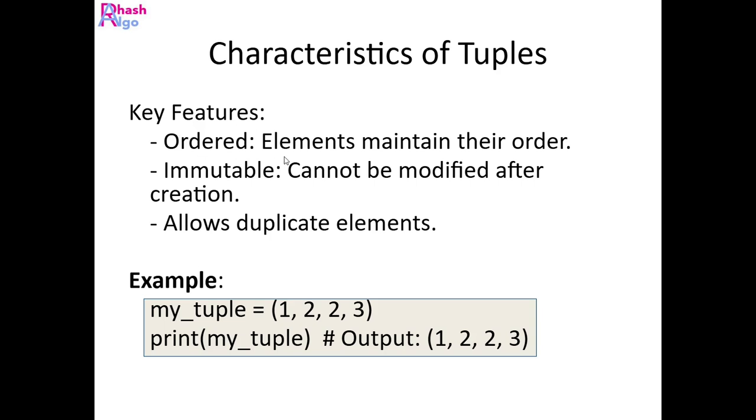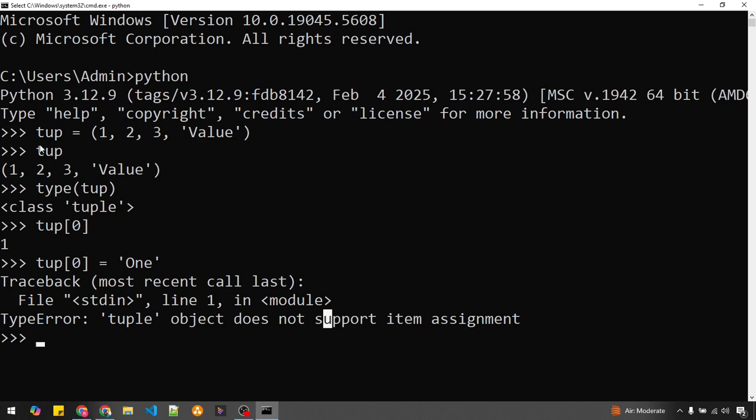What are the key features? As you know, the elements in a tuple are ordered just like lists, which we have seen in the previous video, and they are immutable, which means they can't be modified after creation, and they allow duplicate elements just like lists. There are no other differences, guys. The only difference is that a list is mutable and a tuple is immutable. If I want to print the tuple, we have seen that as an example just here. Since this is an IDE, I am just giving the variable, but in a program or script I have to give a print statement.